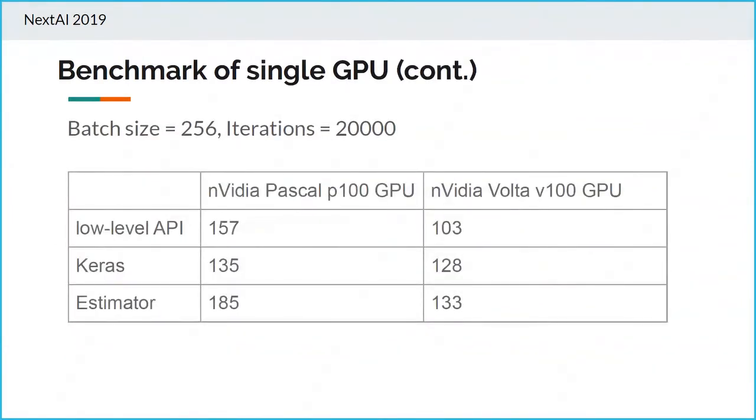And I also did a test using a different GPU. I compared Pascal 100 with a more advanced GPU called Volta 100. I observed a little bit better performance. For the low level API, I see a decrease from 157 to 103. For the others, I didn't observe too much. For the estimator, the difference is quite a lot.